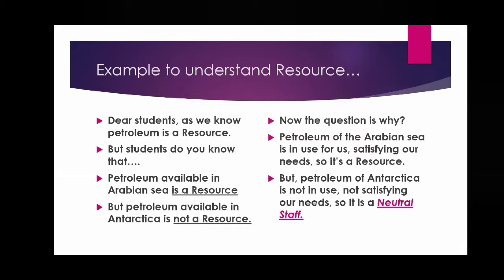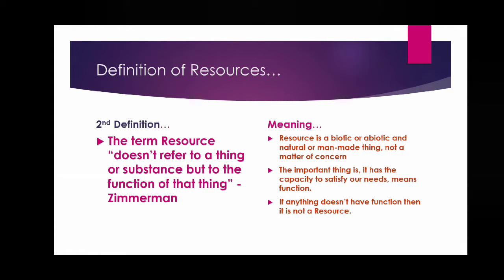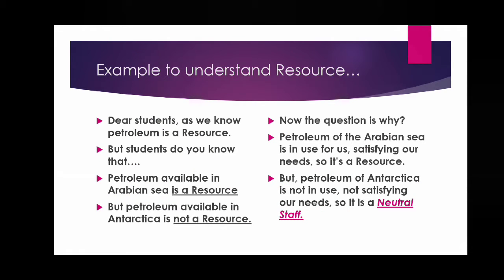Take a look. So what is written in the second definition? To the function of that thing. Function. That means Arabian Sea petroleum is fulfilling our needs, satisfying our needs, so it is a resource. In an easy way, petroleum of the Arabian Sea is already extracted by us, it is used by us, and that's why it is a resource.